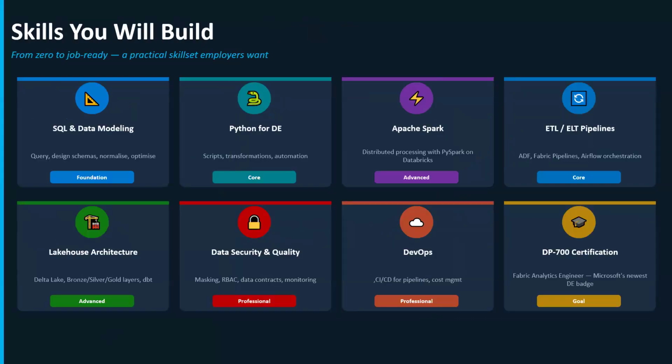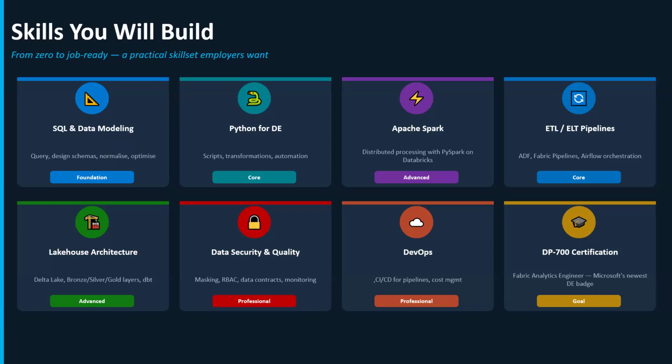Right. Then what do you need to learn to become a good data engineer? SQL: you need to learn querying the data, designing the data, normalizing, optimizing. These SQL basics you need to learn, and you need to learn Python: scripts, transformations, automation, and Spark. Of course, you are going to handle that in Databricks. What is Spark? And you need to understand what ETL and ELT pipelines are, and lakehouse architecture.